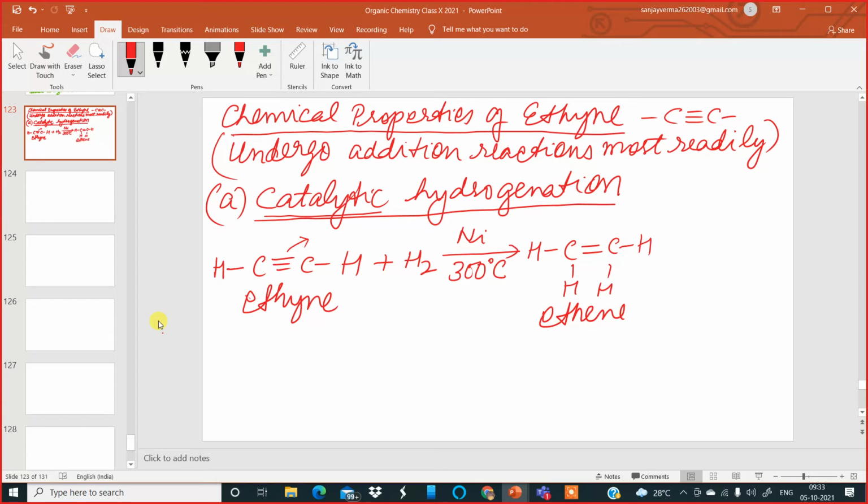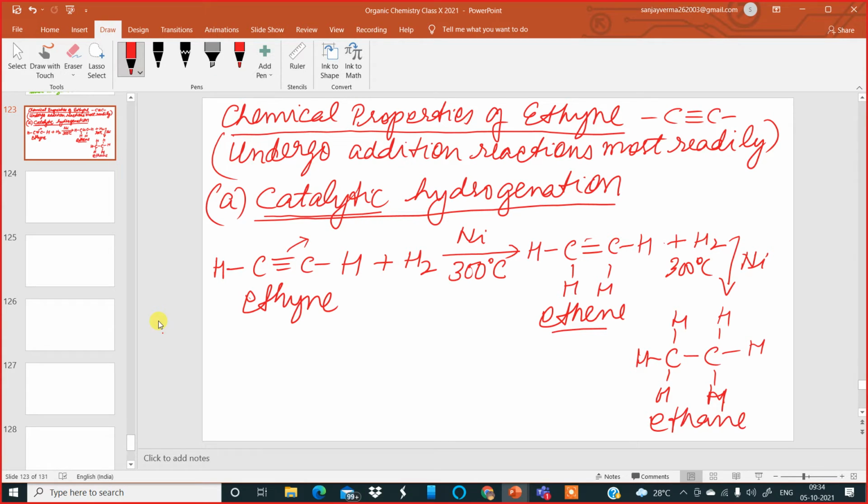Now further, if you hydrogenate this in the presence of nickel catalyst at 300 degrees Celsius, this ethene now gets converted to ethane. The formula of ethane is like this: the double bond converts into a single bond, and it becomes ethane after the addition of hydrogen. So it becomes saturated now. This is ethane, a saturated hydrocarbon.